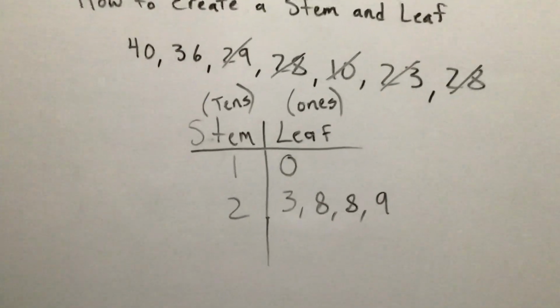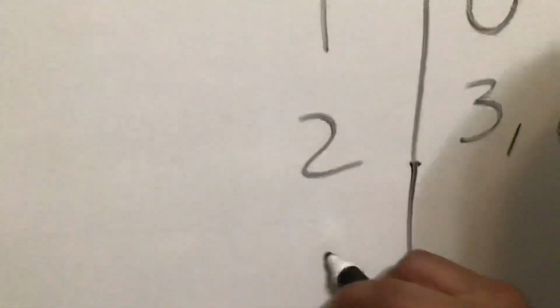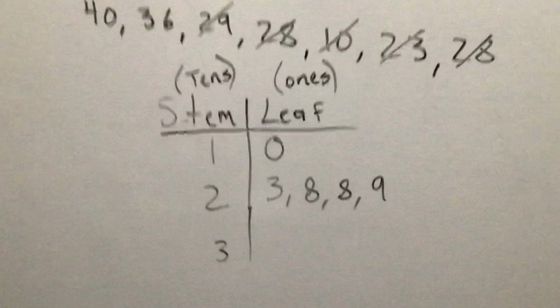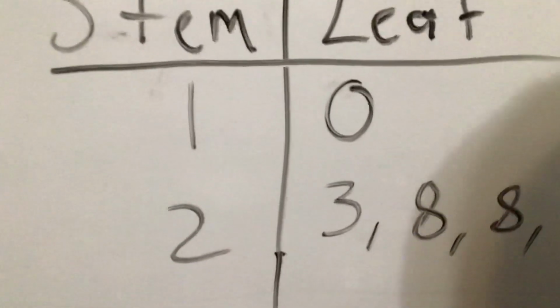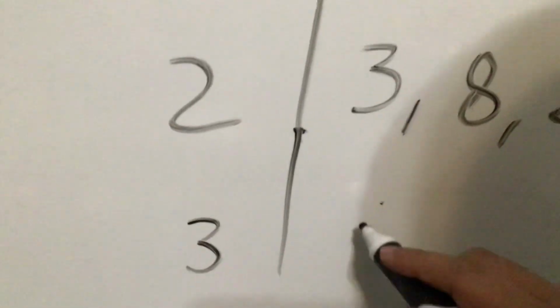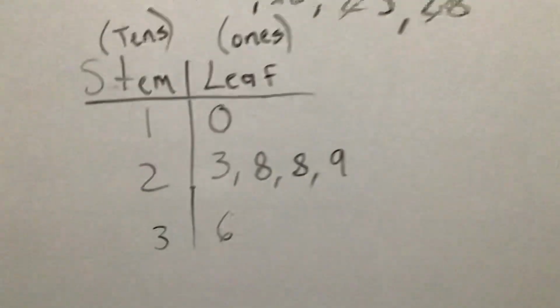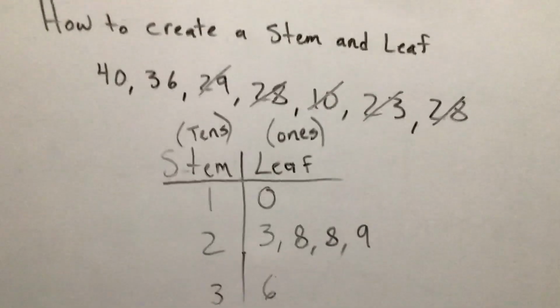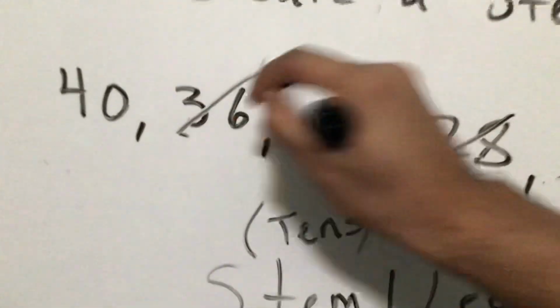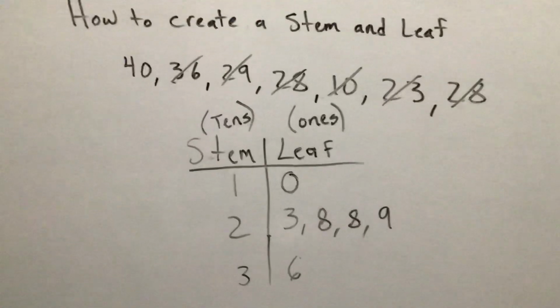Now let's get into the 30s. I do have a number in the 30s, which is a 36. So on the stem will be a 3, and on the leaf will be a 6. So that 6 represents a 36. There's nothing else in the 30s, as you can see. So cross that out. And I just have a 40 left over.